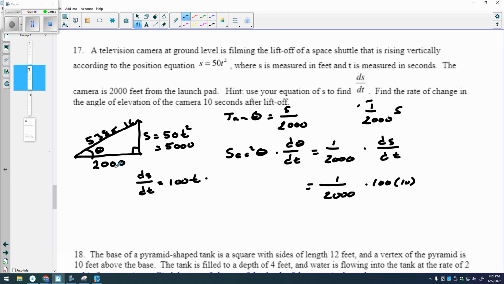Secant is the reciprocal of cosine. So cosine is adjacent over hypotenuse, so secant will be hypotenuse over adjacent. So it's going to be 5,385.16 divided by 2,000, parentheses squared. Now, if I'm doing this on the calculator, I'm going to keep this huge number that I got. I'm not going to write that 0.16. I'm going to grab that value from my calculator and pull it down when I do this calculation.